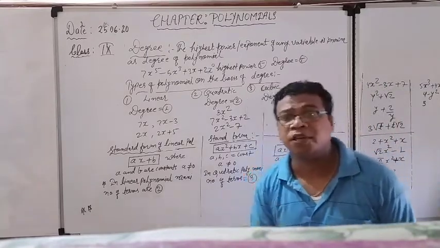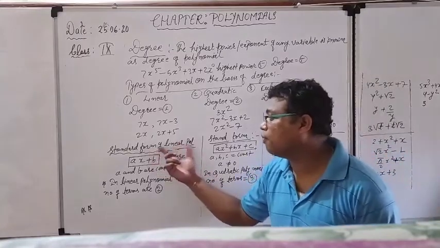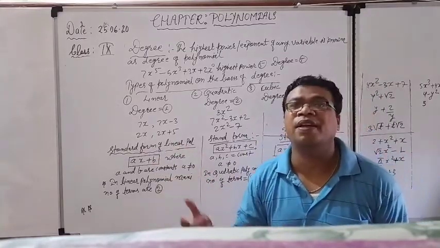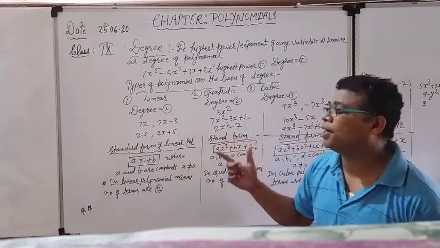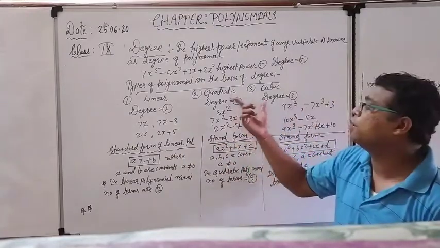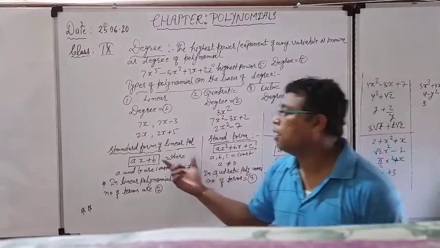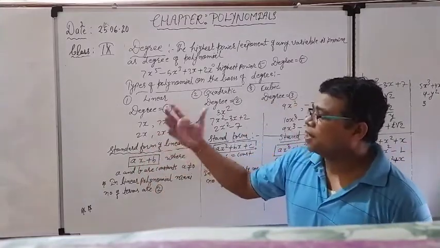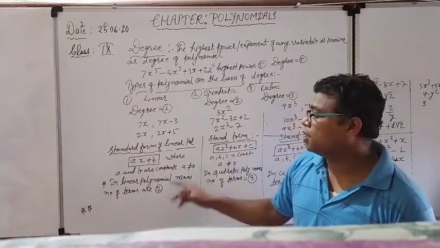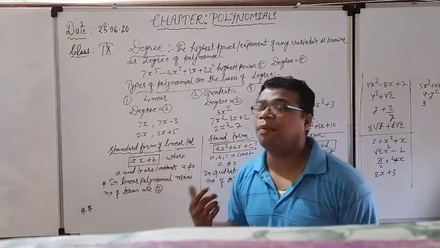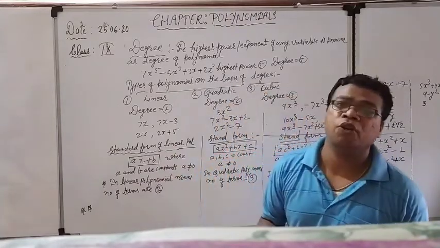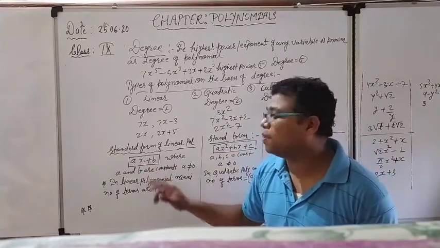Right now see the next important thing, that is the standard form, or you can say the general form of the linear polynomial. Same like that standard form of the quadratic polynomial. Same like that standard form of the cubic polynomial. See one by one. By looking at the examples, you can identify what is the general form of the linear polynomial. General form of the linear polynomial is always ax plus b.